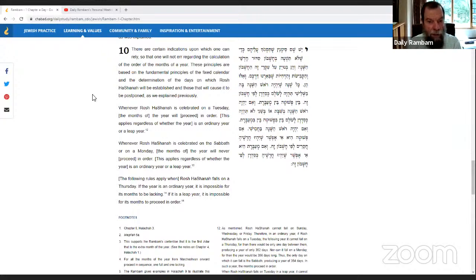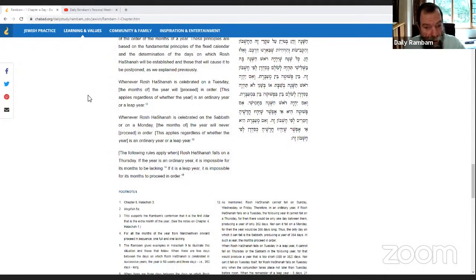Number 10, there are certain indications upon which one can rely, so that one will not err regarding the calculation of the order of the months of the year. These principles are based on the fundamental principles of the fixed calendar and the determination of the days on which Rosh Hashanah will be established, and those will cause it to be postponed, as we explained previously.